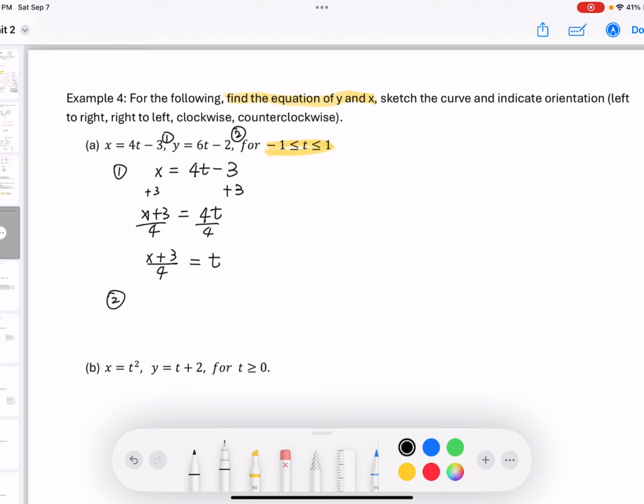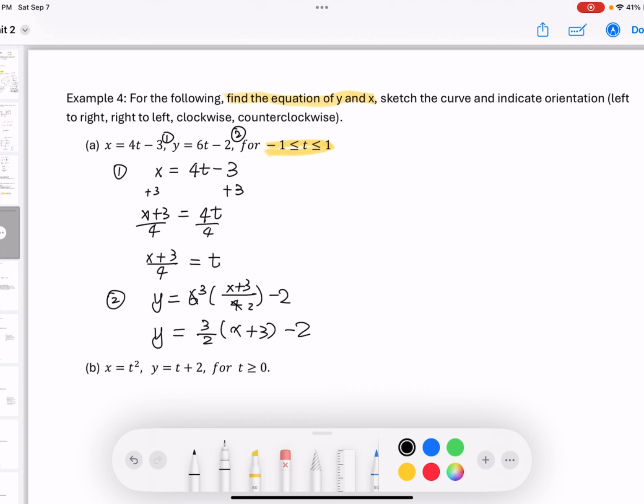Then from the second one, we bring this t into the second equation. So y is equal to 6 times t, where t is (x plus 3) over 4, minus 2. Let's distribute the 6. Y is equal to 6 over 4, and they are all divisible by 2. So I have 3 here, I have 2 here. So 3 over 2 times (x plus 3) minus 2. I can distribute the 3/2 in the parentheses, or if you list it like this, it's okay. You get the full credit.